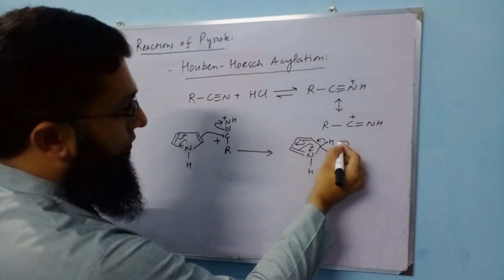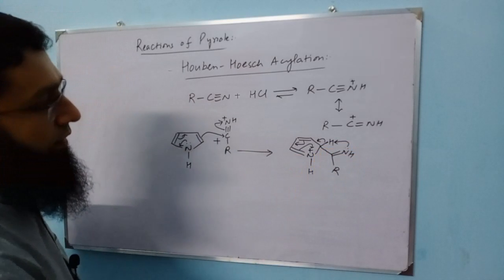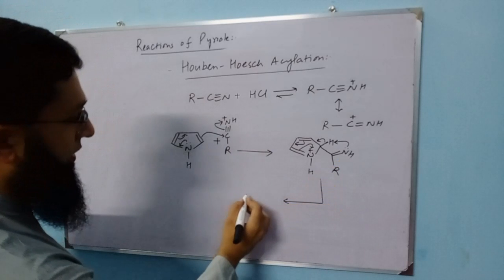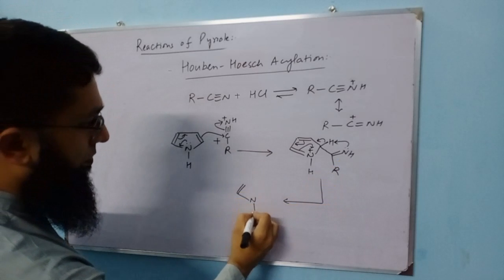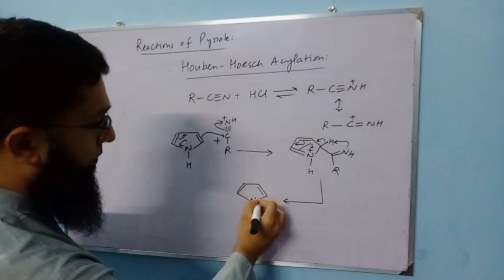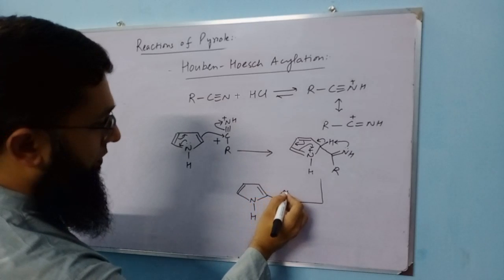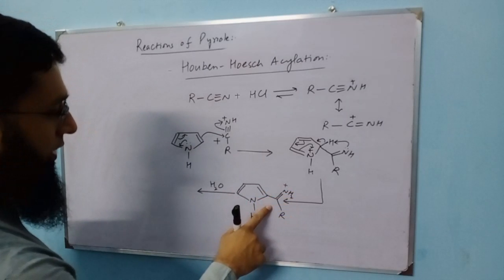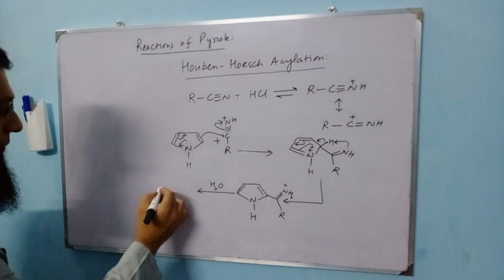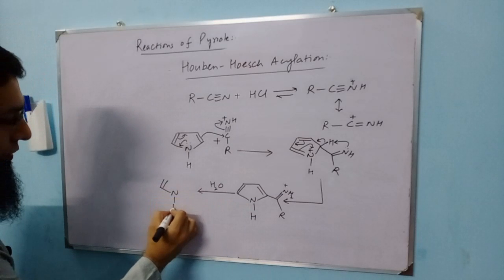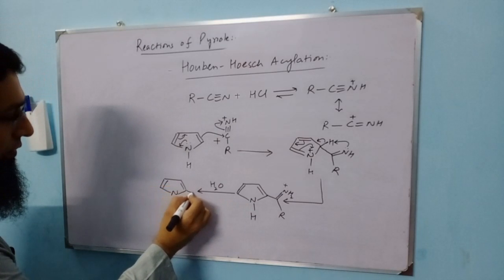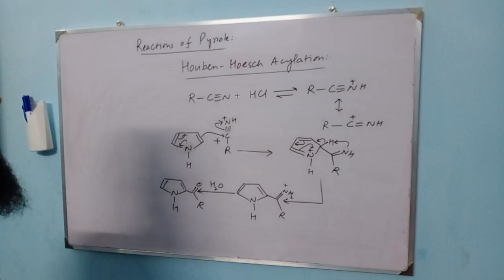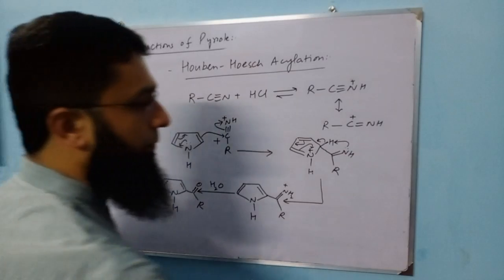This proton would be abstracted by imine nitrogen, and as a result of it, this iminium ion would be produced. This iminium ion can be hydrolyzed with water to give the corresponding 2-acyl pyrrole as the product. So this was Houben-Hoesch acylation reaction.